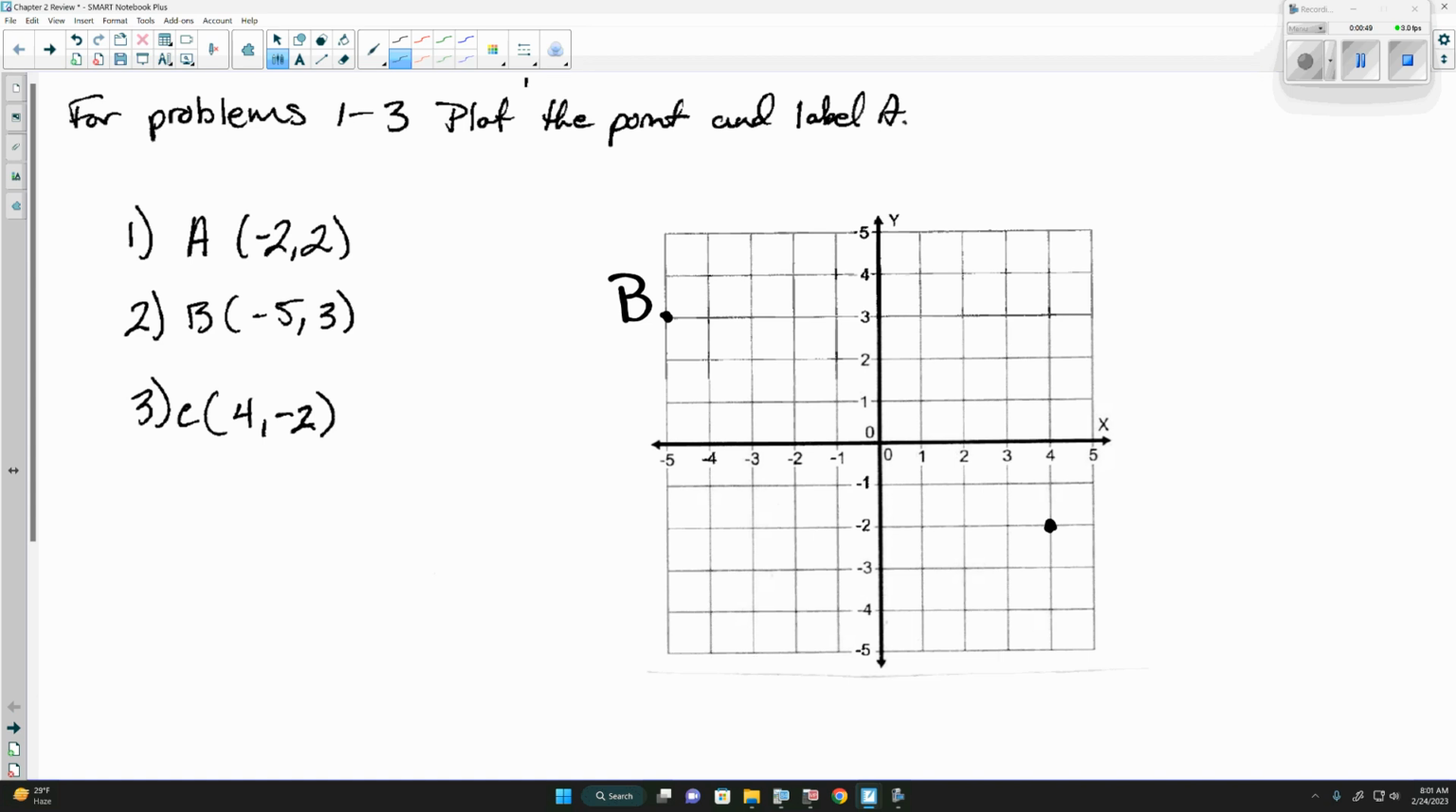For -2 is C. So just plot the point and label it. Even if it doesn't say label it, you'll want to put the label with it. Just A, B, C, whatever it is. And that's it. Any other questions on 1 through 3?